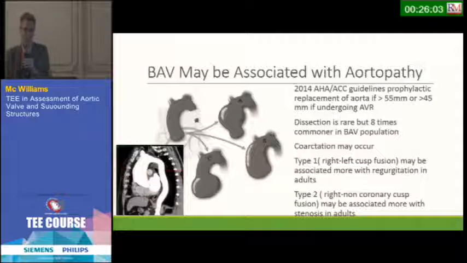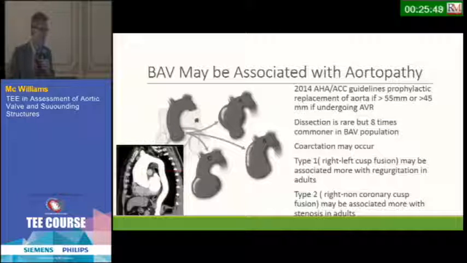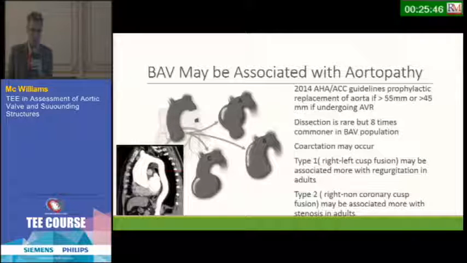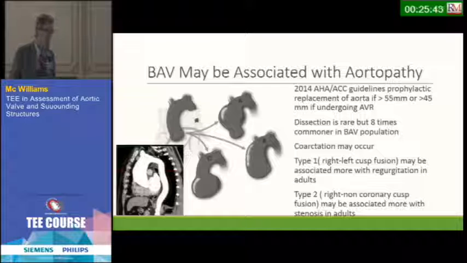Remember that bicuspid aortic valve may be associated with disease of the aorta, and the 2014 American College Guidelines suggest replacing the aorta if it's more than 55 in a patient with bicuspid valve, or if it's more than 45 if they're already going to undergo aortic valve replacement. Actual dissection of the aorta is very rare in patients with bicuspid valve, but it still occurs more commonly in the bicuspid population than in the normal population. Coarctation may occur, and bicuspid valve comes in different flavors, if you like.